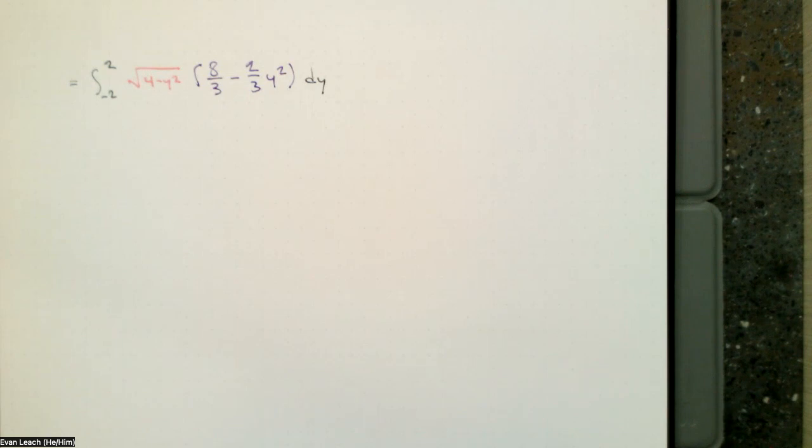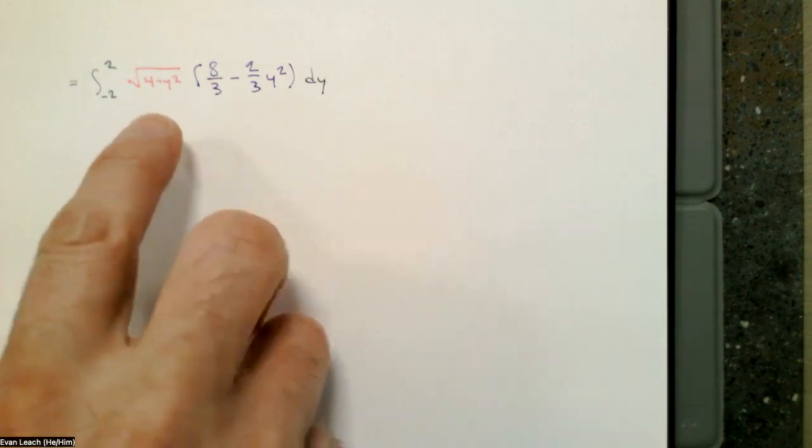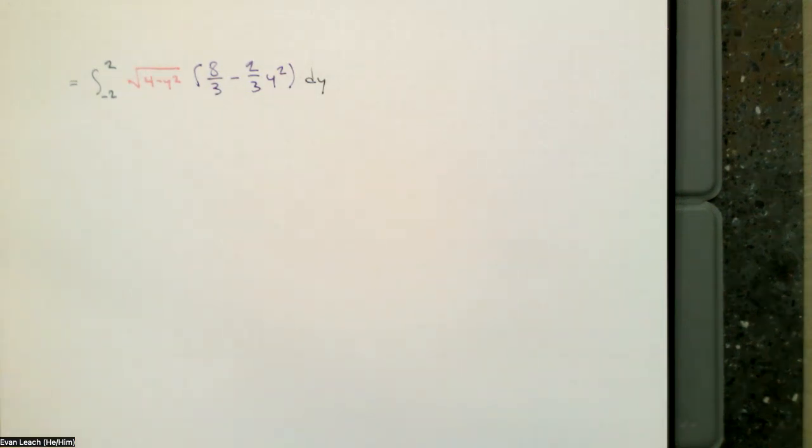The other thing that we might want to notice here is that I've got 8/3 minus 2/3, and we can see the square root of 4 minus y squared. That means this is about to get very messy. And I'm really questioning whether I want to finish this problem or to say the rest is left as an exercise to the reader.